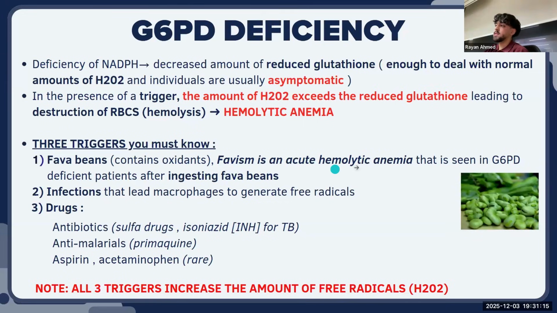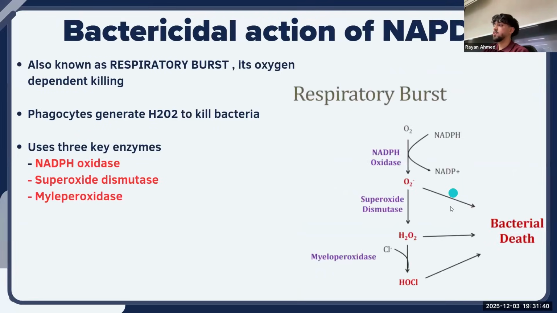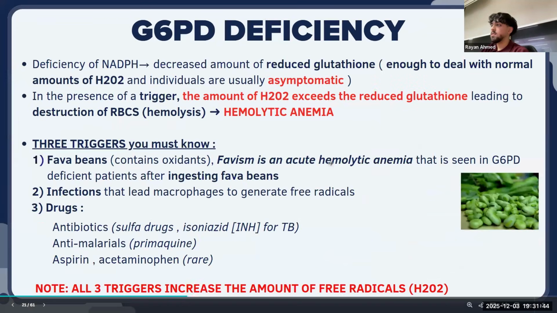Favism is an acute hemolytic anemia that is seen in G6PD deficient patients after ingesting fava beans. They might give you a case scenario where a person has ingested fava beans and has G6PD deficiency, so I need you to remember this very important trigger. Now, we also have infections that lead macrophages to generate free radicals. Free radicals are being generated in macrophages and neutrophils. This could be another trigger.